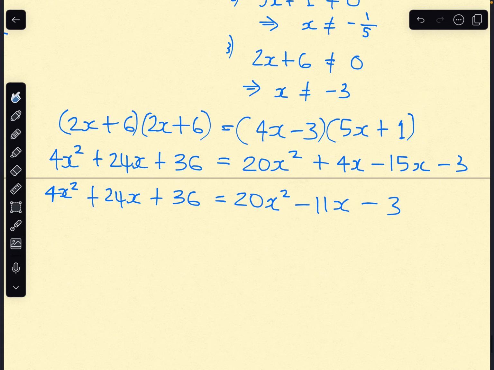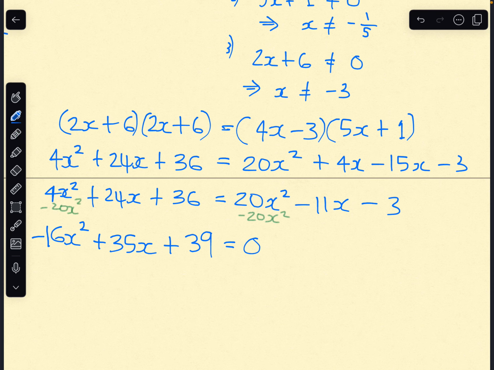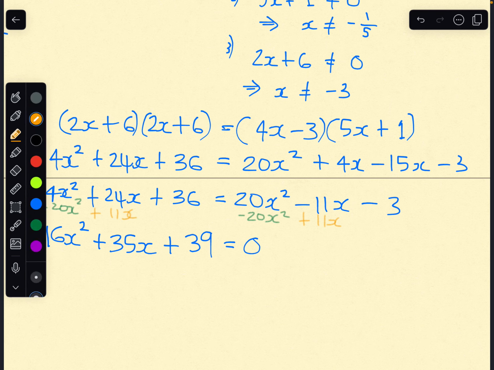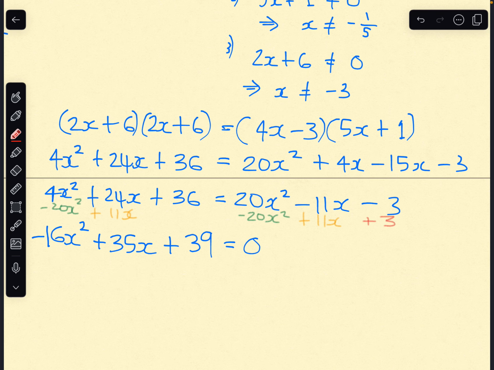Okay, so now we get everything onto one side. So we've got 4x² minus 20x², 24x plus 11x, 36 plus 3, right? Have I got that right? So minus 20x², and then plus 11x, and then lastly plus 3.